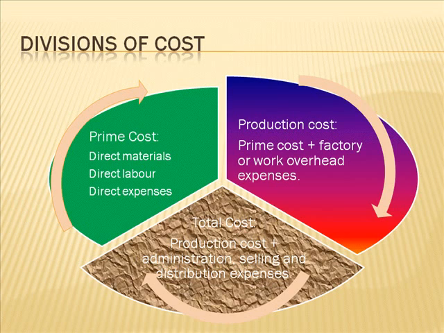Next is what we call total cost. Total cost is production cost plus administration, selling, and distribution expenses. So after you have calculated the production cost, to calculate the total cost, you add the production cost, which is what you get when you add prime cost plus factory overhead, to administration, selling, and distribution expenses. These terms will be explained later down in this video, friends.